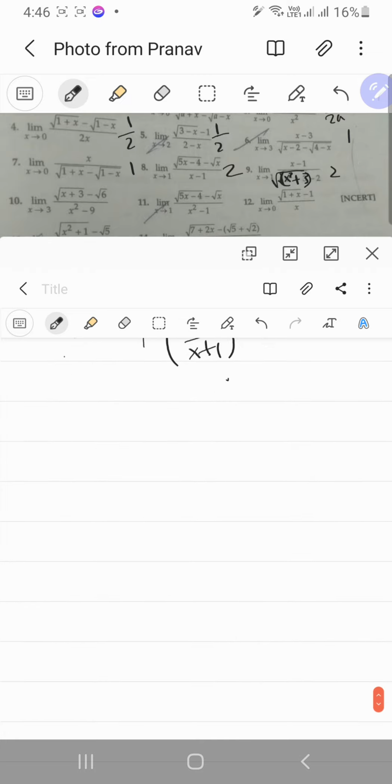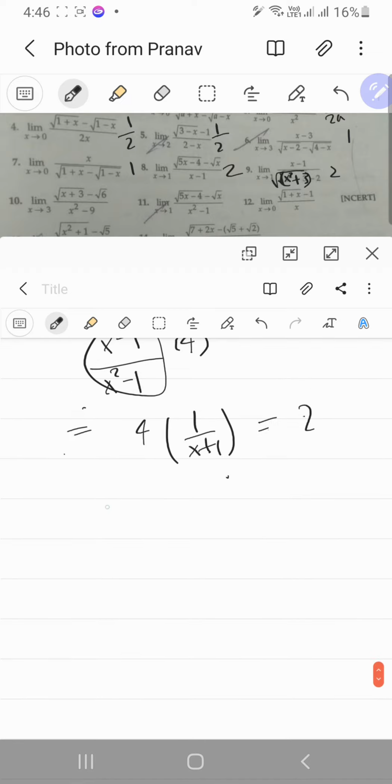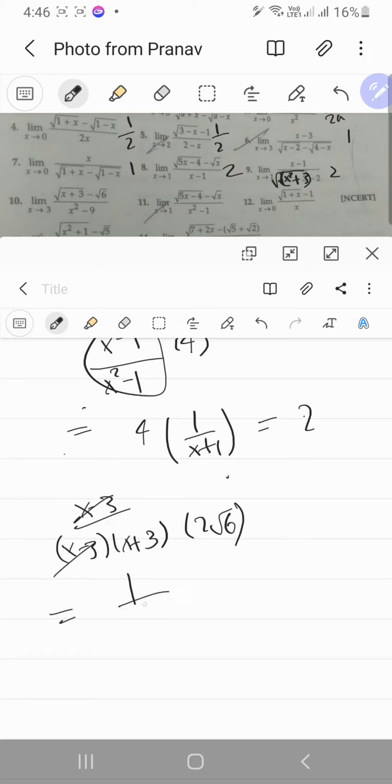Next question. X approaches 3, square root of x plus 3 minus square root of 6 upon x squared minus 9. Yeah, so this should be x minus 3 upon x minus 3 into x plus 3. When you put 3 into this thing, it is just 2 square root 6, right? Yes, square root of 6 plus square root of 6, 2 square root of 6. So this cancels, so you just get 1 upon, put 3 into this, so it should be 12 square root of 6. I hope this works. Next question.